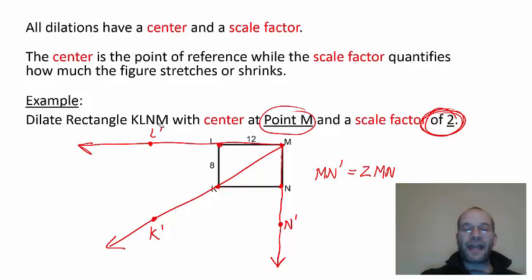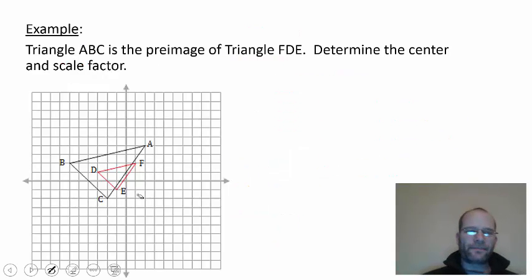Now that I've found N prime, K prime, and L prime, I can actually complete the rectangle simply by connecting them. And there we go. This rectangle, that is rectangle K prime, L prime, M, N prime, sort of a strange name, has been scaled. Notice it's twice as long. It's twice as high as the preimage. Of course, maybe my drawing's not perfectly to scale, but hopefully you get the idea. Let's take a look at another example.